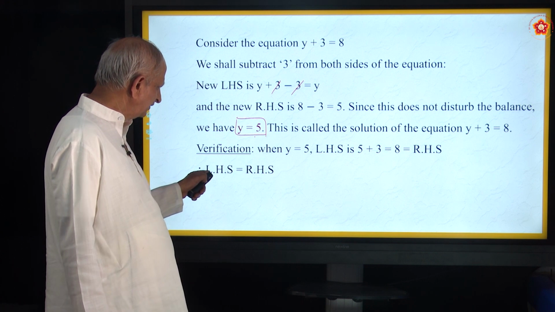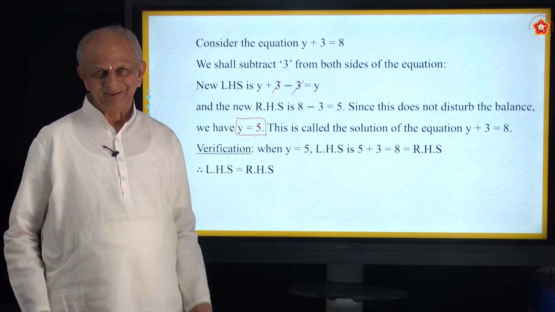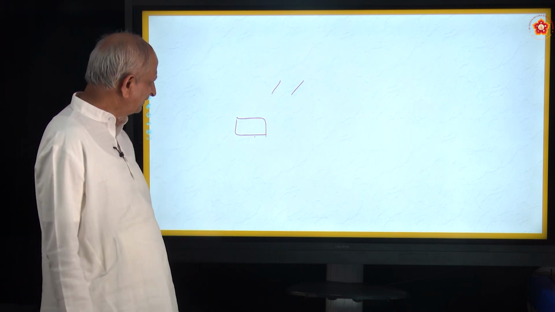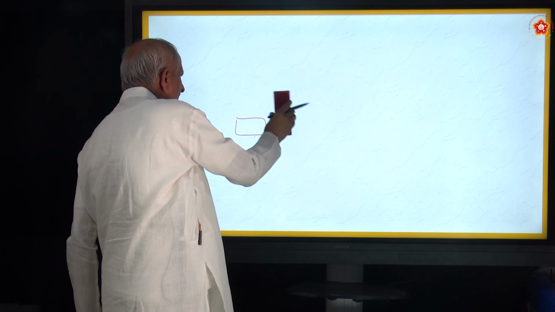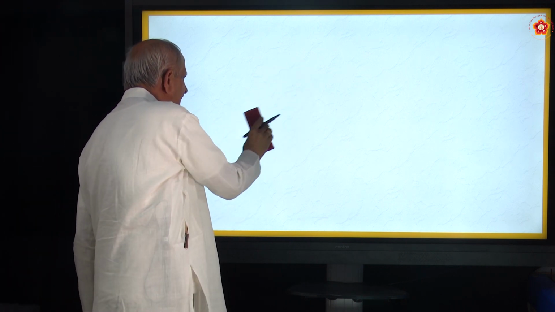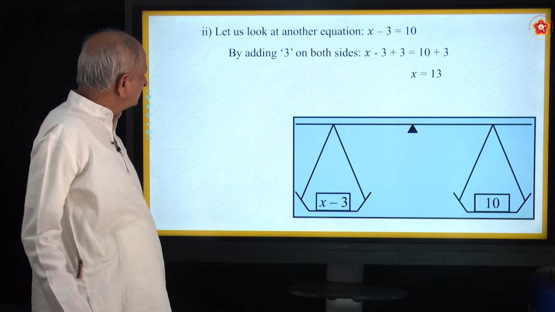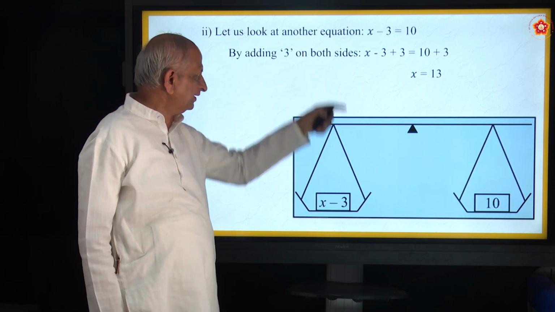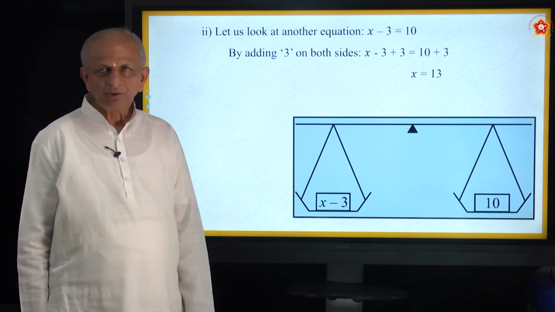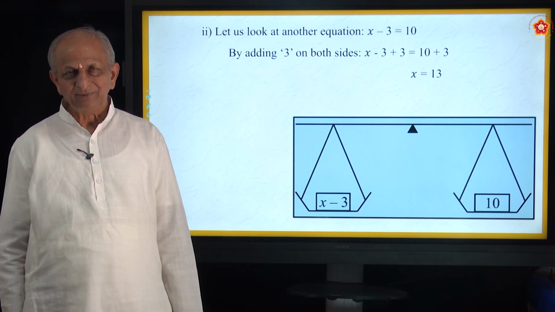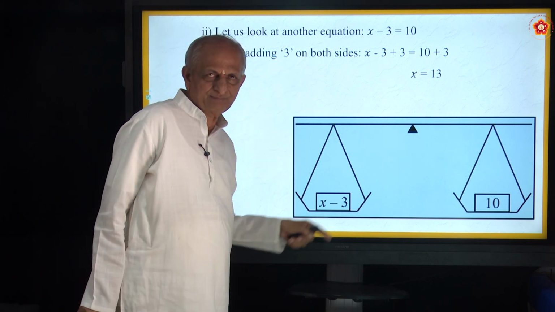So, therefore, you can write left hand side is equal to right hand side, the balance becomes equal, correct. So, the weight becomes equal. So, that is the one example we have seen. Now, coming to the second example, x minus 3 is equal to 10 given. Here there is minus 3. So, what must you do? You have to remove that minus 3. How to remove that? By adding plus 3.